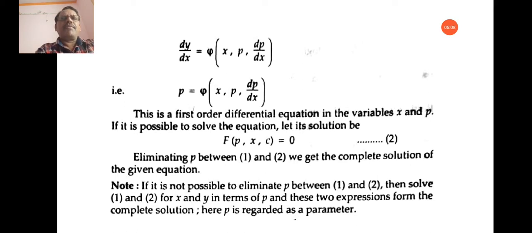Note: suppose we got equation 2, and if it is not possible to eliminate p between 1 and 2, then solve 1 and 2 for x and y in terms of p, and these two expressions form the complete solution. Here p is regarded as a parameter. So in some cases, if it is not possible to eliminate p between 1 and 2, you have to write the equation like that.